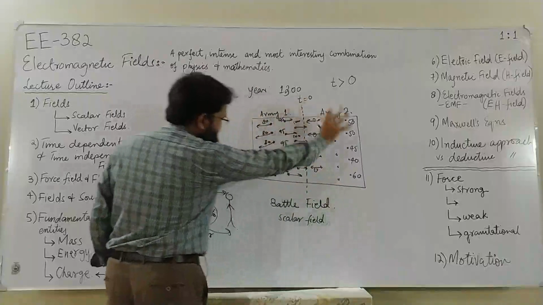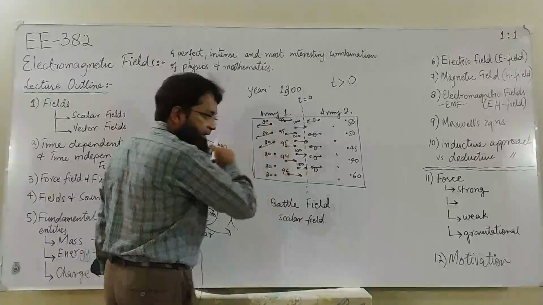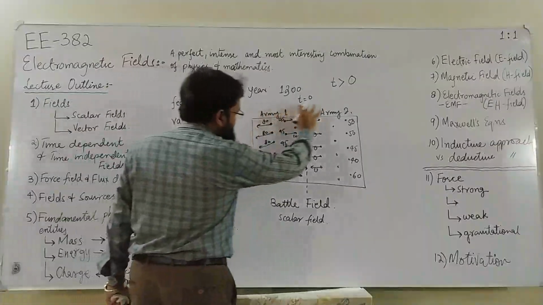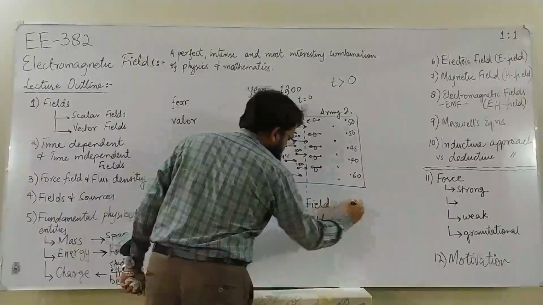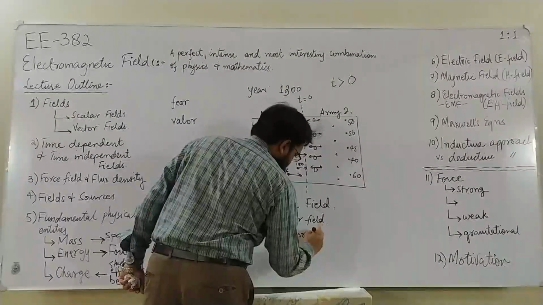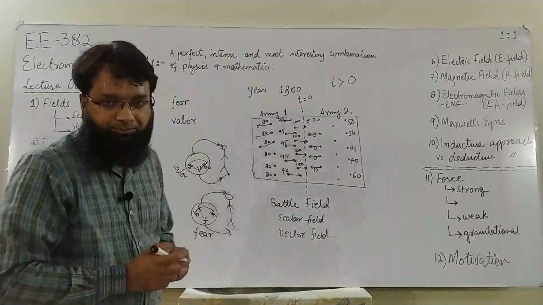So the battlefield is the same, right? But now we are interested in what? We are interested in vector quantity, which is velocity. Now you would say that this battlefield is a vector field. Why? Because the effect in which we are interested is a vector quantity.